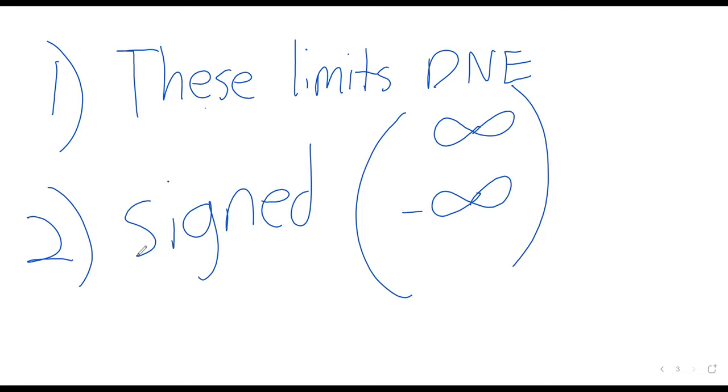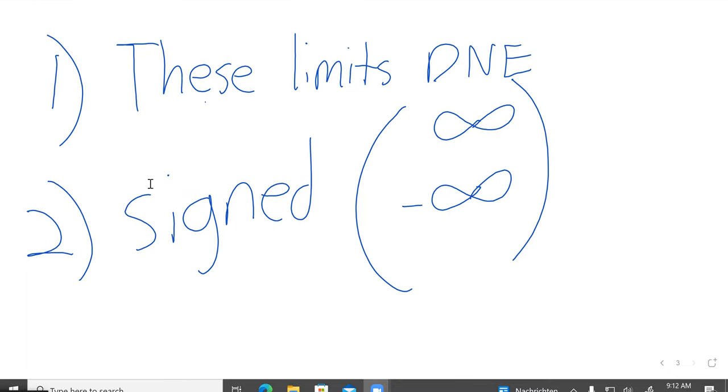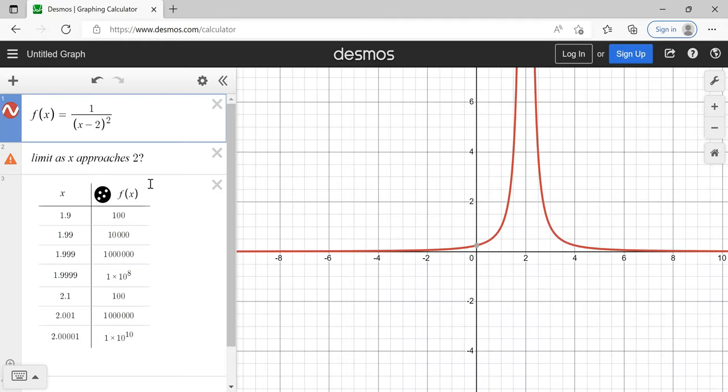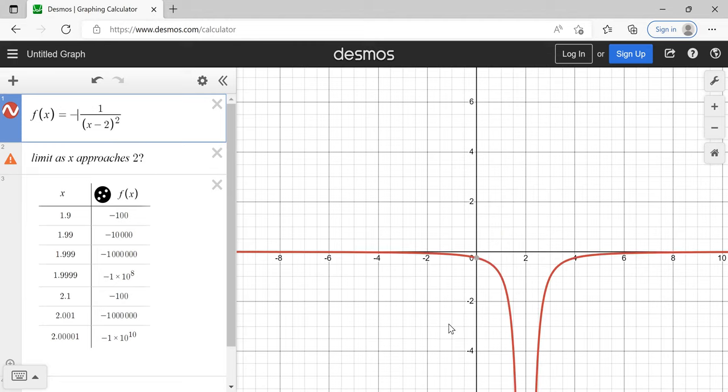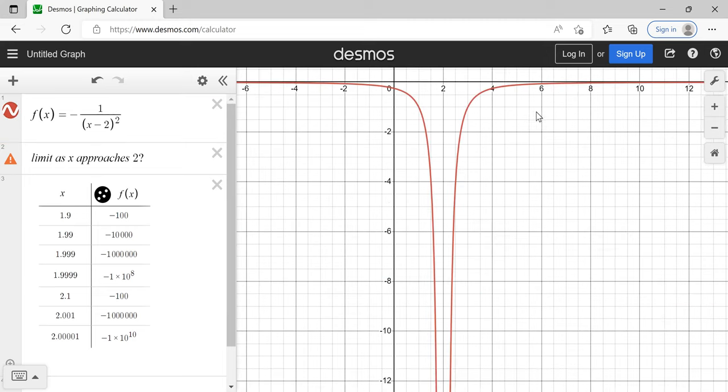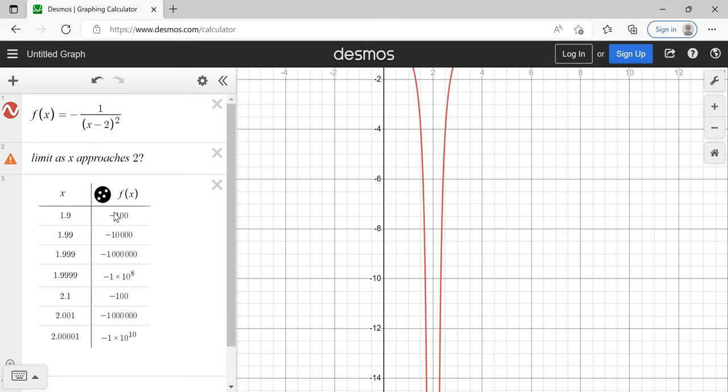So let me return to Desmos. If I take this function and just modify it a little, if I put a negative sign in front of it, then you see that instead of going up, these values of f of x are going down.